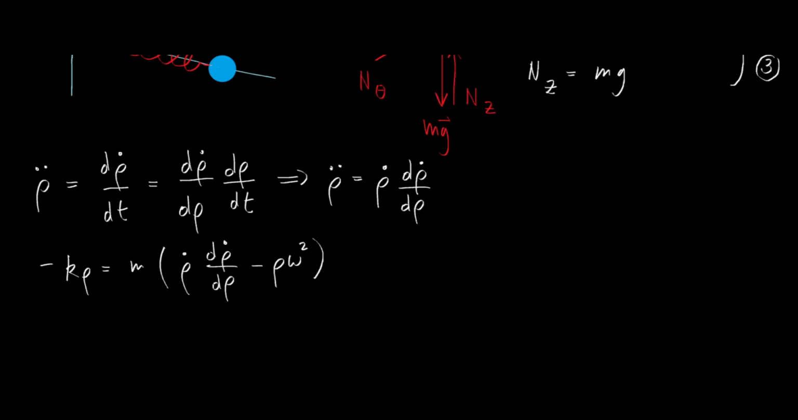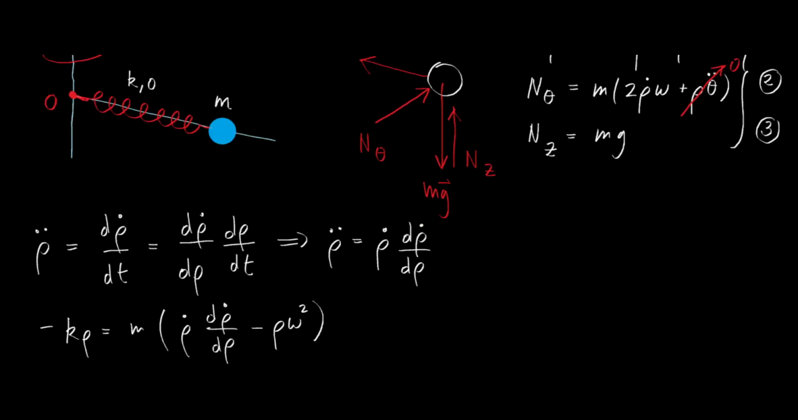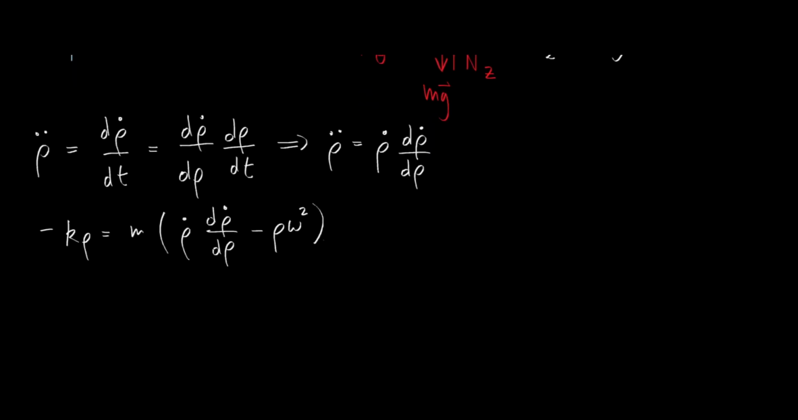Okay, this is simply substituting this expression in equation number 1. And this resulting differential equation is now the differential equation we can solve using separation of variables. If we take all the rho on one side of the equation and rho dot on the other side, we can write this latter equation as follows.